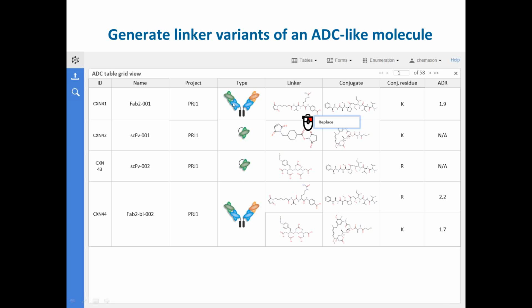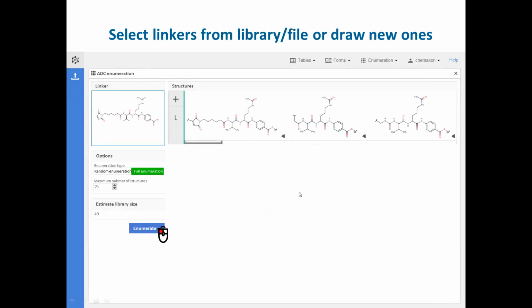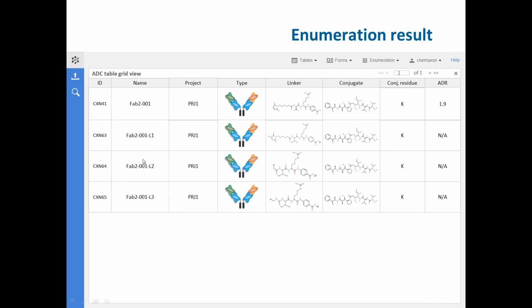So you see here that you need to separate the antibody part in a different column. You have separate link outs of the linker and the conjugate themselves. The conjugation residue is known, the ADR may be known or unknown. If we are trying to enumerate the linker here, we're going to click on replace. We can define the set of linkers coming from our building block library and generate new variants of this, which is essentially enumeration just with a variety of selected linkers from the previous screen.